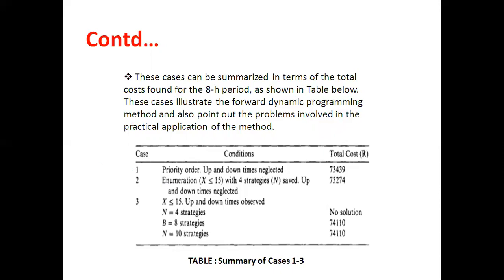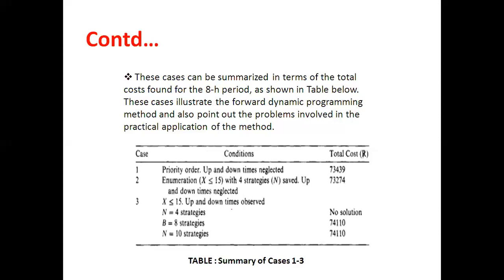In case 1, where we are considering the priority order, where up and down times are neglected, the total cost is 73,439. In case 2, where the complete enumeration is done, where x is less than 15 with 4 strategies in set, and up and down times are neglected, the total cost is given as 73,274.